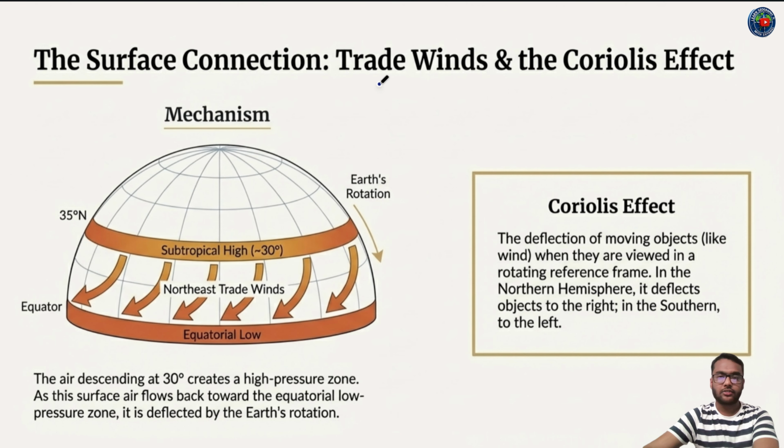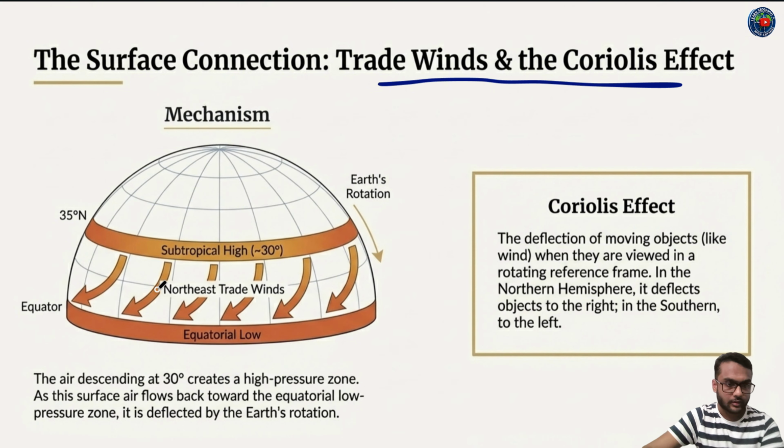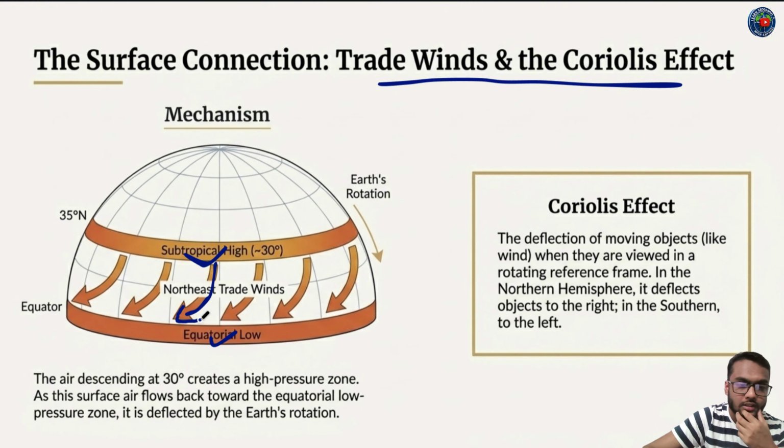The surface connection: trade winds and the Coriolis effect. This is the equatorial low pressure area and the subtropical high pressure zone, and air always moves from high pressure to low pressure, and these trade winds move towards the right. Towards the right because of Earth's rotation, that is the Coriolis effect.